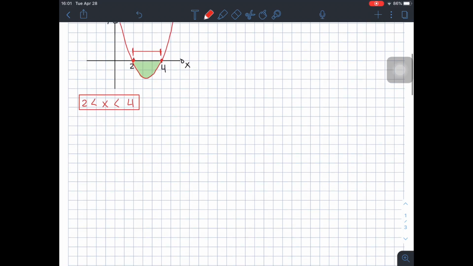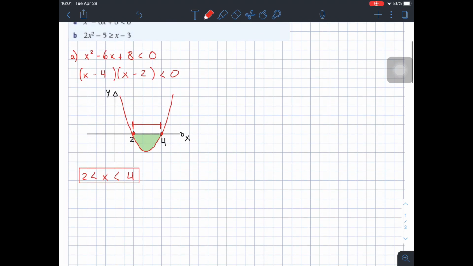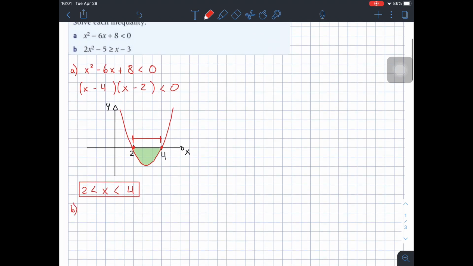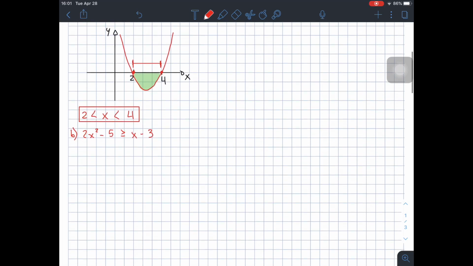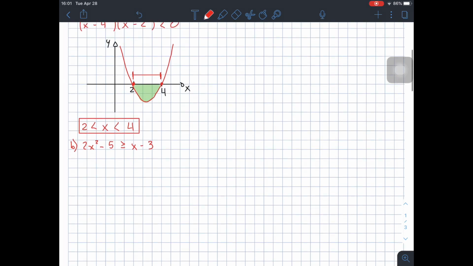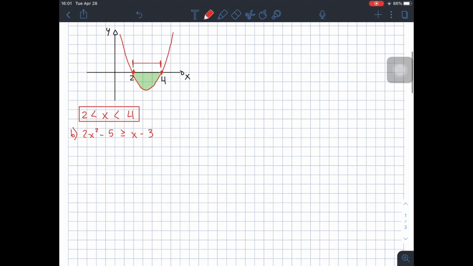Okay, so let's do something similar with part B. Part B says 2x squared minus 5 is greater or equal than x minus 3. Okay, in order to solve this, remember we're not using calculator. So in order to solve this, we should begin by organizing this and converting it into a quadratic equation, right?